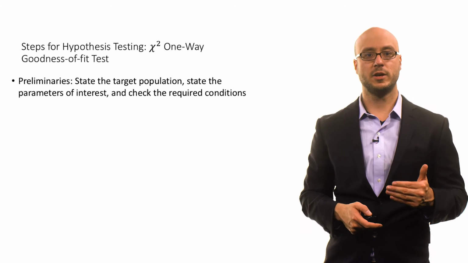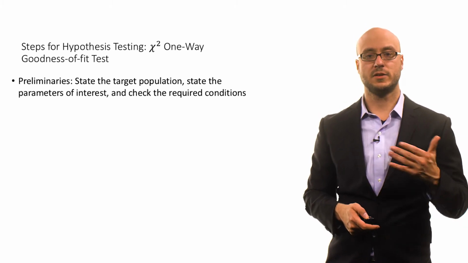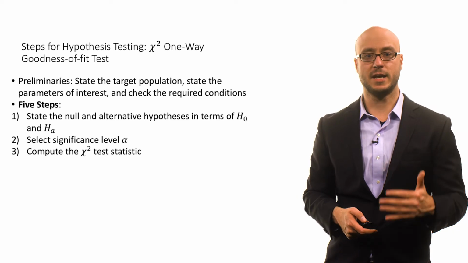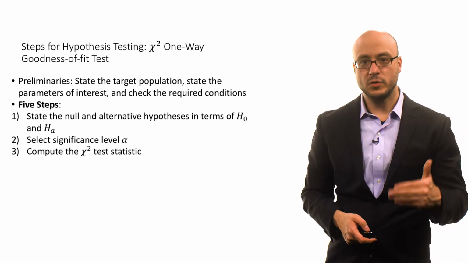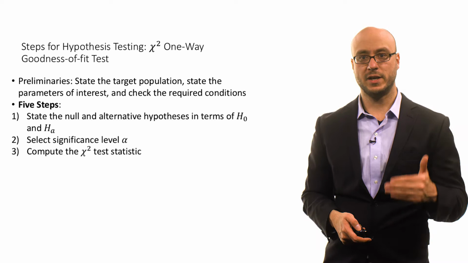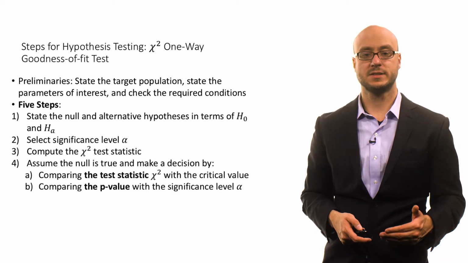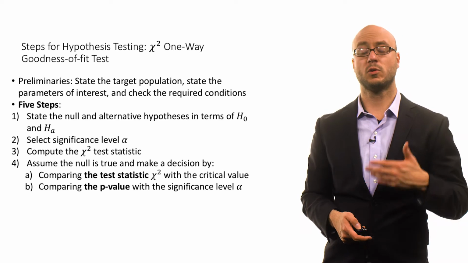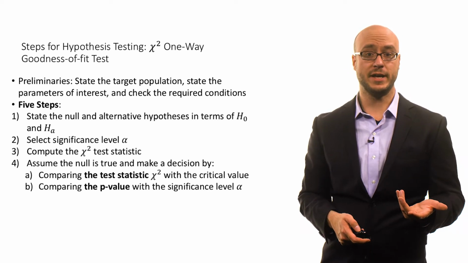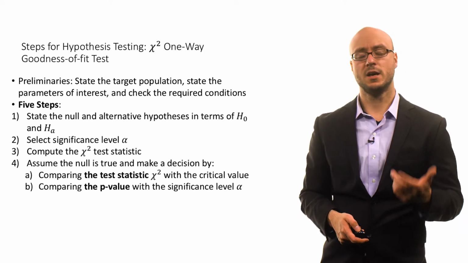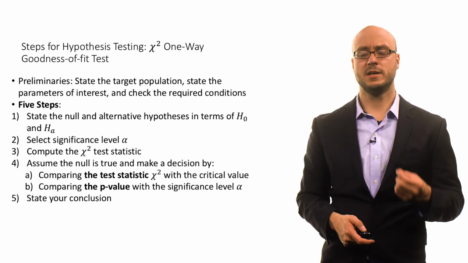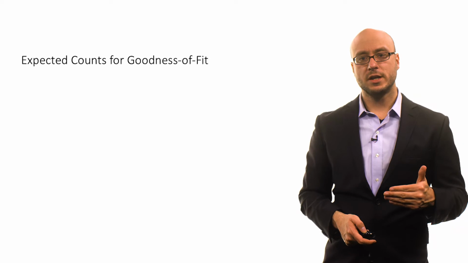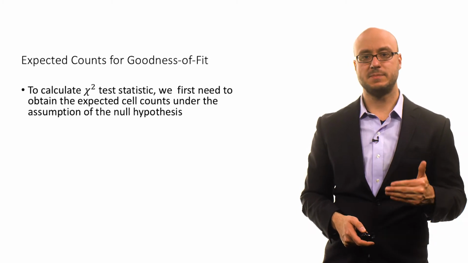The chi-square one-way goodness of fit test. There are several preliminary conditions, but the steps are basically the same. We compute the chi-square test statistic, and we can compare it to a critical value, or we can compute a p-value based on this chi-square test statistic. For this course, we'll focus on p-values. It's commonly used in the literature. The one-way goodness of fit test is based on expected counts.